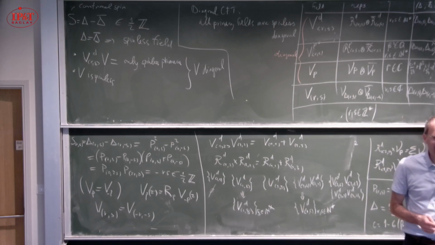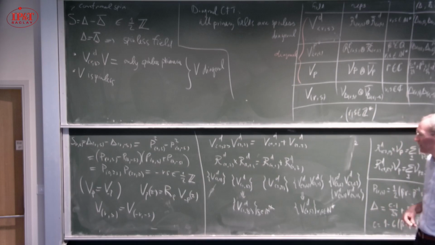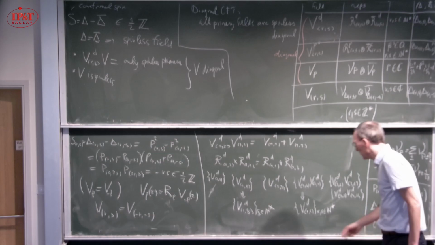So these seven possibilities are an answer to which question exactly? Well, what is the set of degenerate fields in our CFT? So we have to pick one of these seven. We have a CFT, in which we have at least one degenerate field. Yeah, so, but in fact, we'll work with only two possibilities.